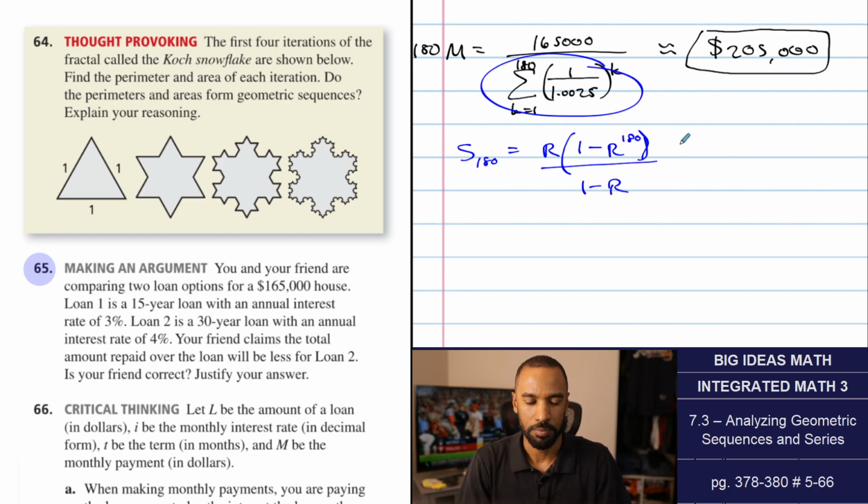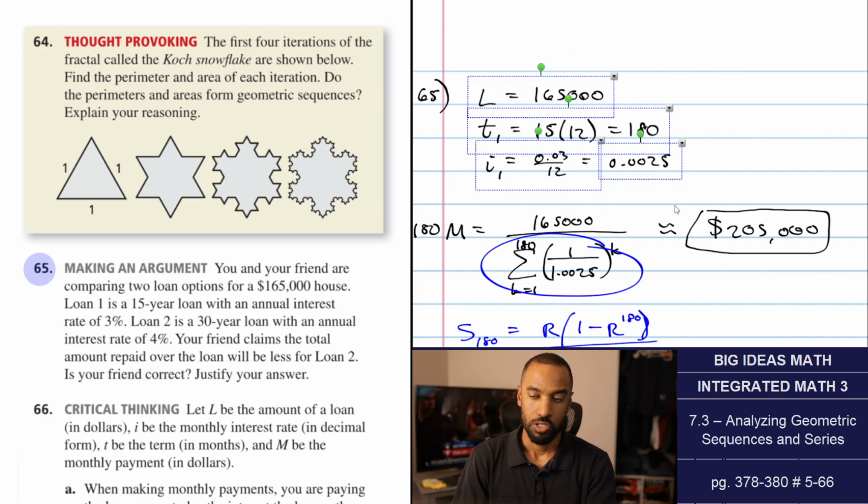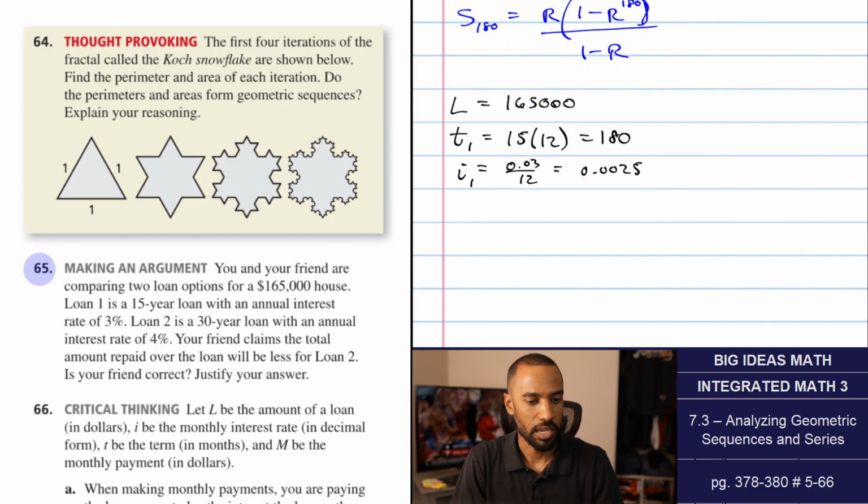Now the second one, sorry, I'm working slowly through this, trying to process if this is how this stuff works. The second one is a 30-year loan.